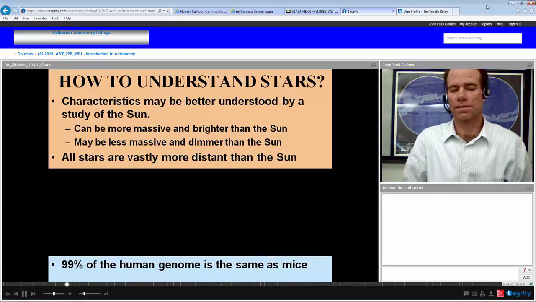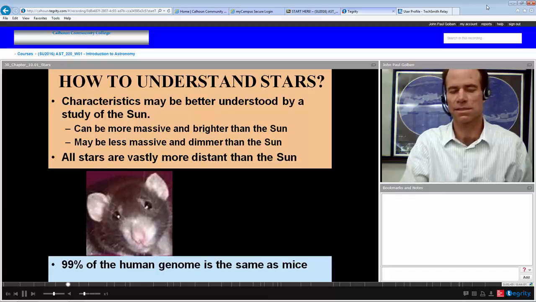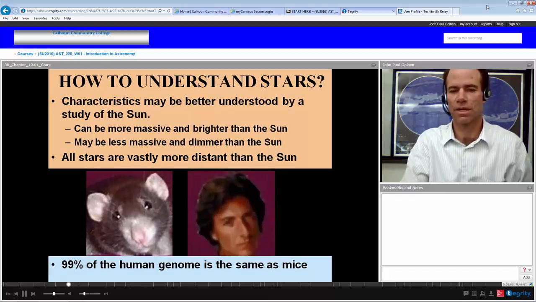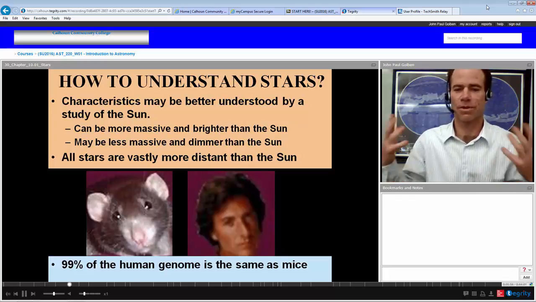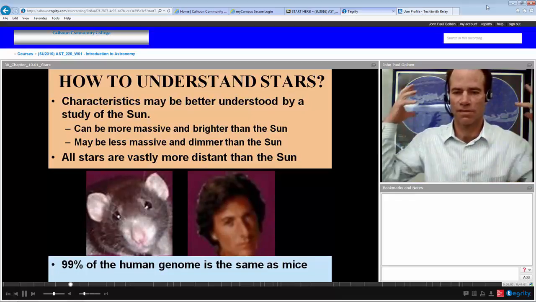And we can make this comparison. We know that 99% of the human genome is the same as mice. If you look at mice and you look at a human being and you made a comparison, well, you notice that they both had eyes, pairs of eyes, and they both have a nose and a mouth, and they both have hair and they have ears.